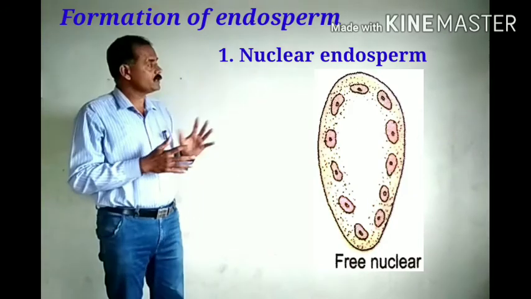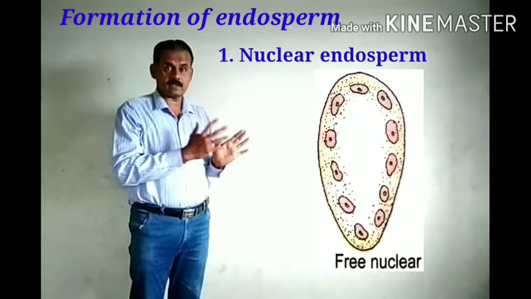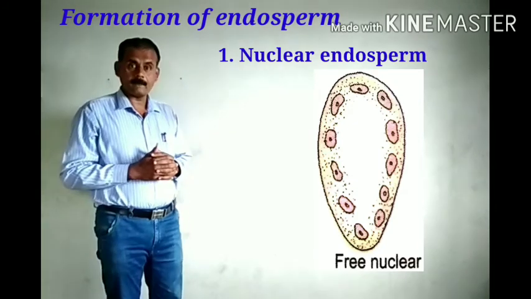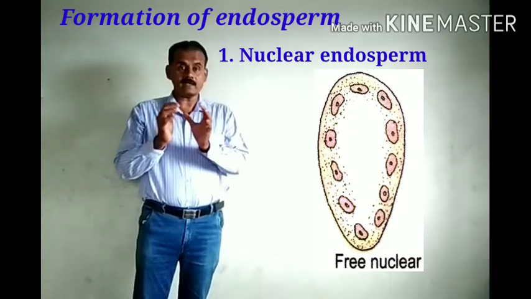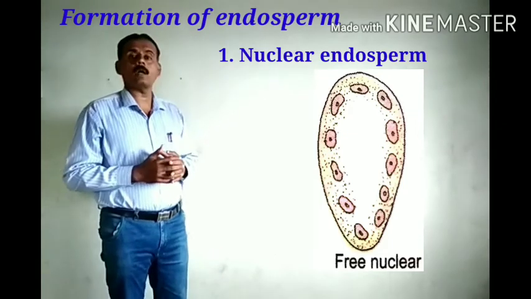Then all these nuclei, which are present in the cytoplasm in the embryo sac, collect some of the cytoplasm and form a cell wall around it.